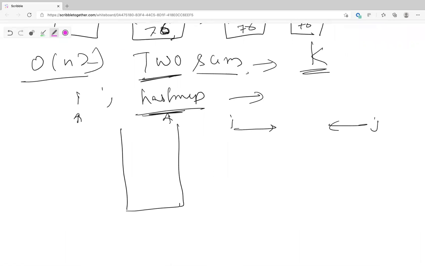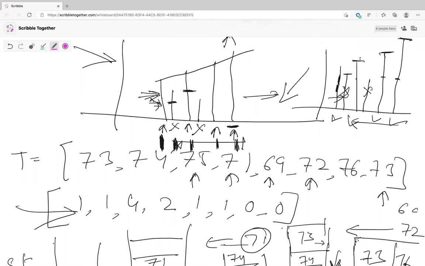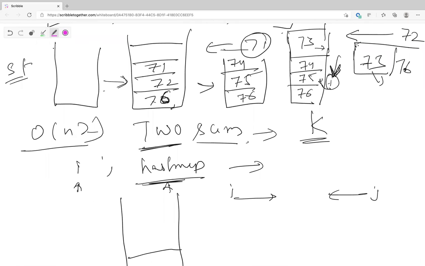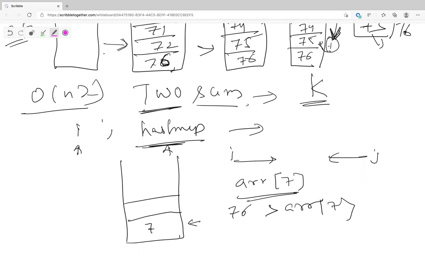All we are doing in the stack is, instead of adding 73, we first add 7, which is the index of 73. Now you can easily get what array of 7 is. Let's say you get 76 here. Now 76 is greater than array of 7, so you remove 7 and add 6 over here. You're going from the back. Now what do you get?